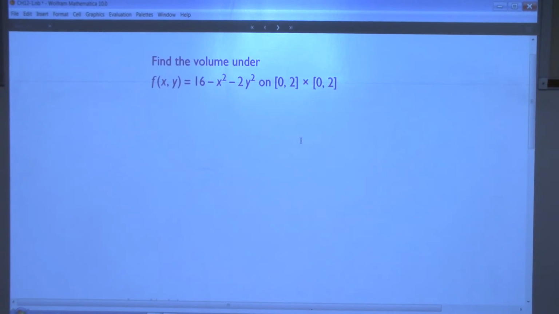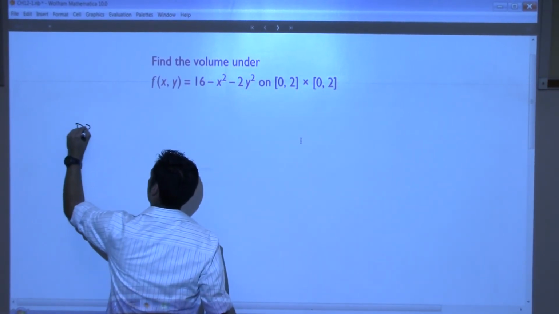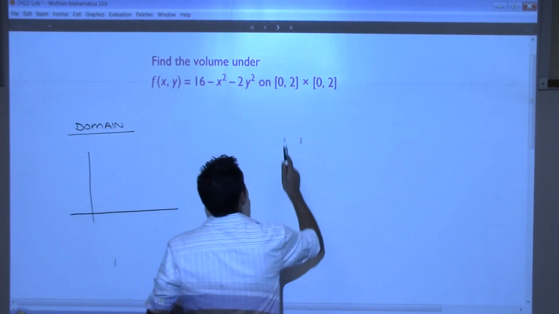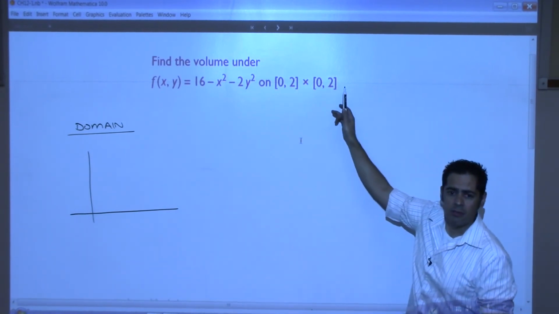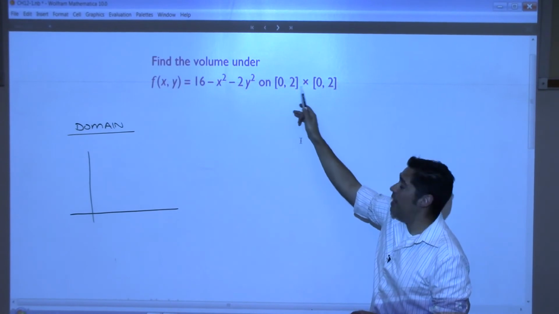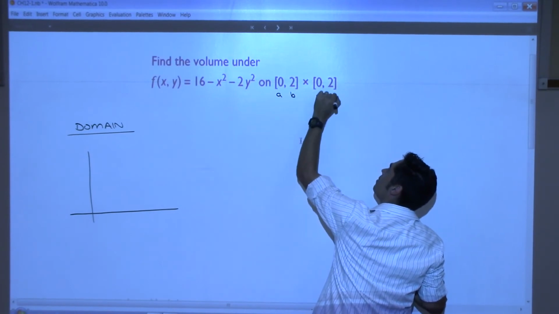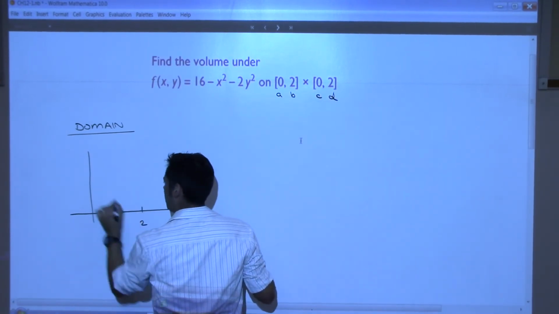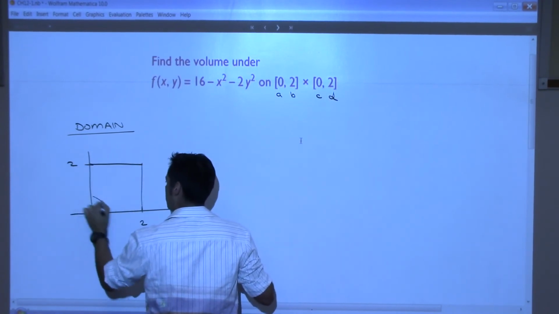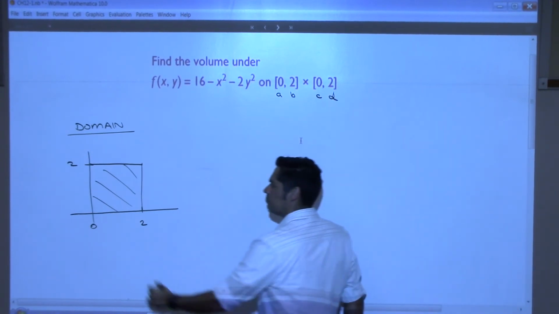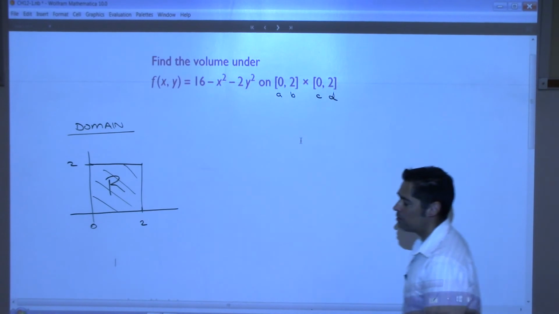On that rectangular region. So I'm going to draw a quick picture of the domain. My domain, what I'm integrating over, goes from 0 to 2 and 0 to 2. 0 to 2 on my x-axis, and then 0 to 2 on my y-axis. So this is A, this is B, this is C, this is D. So it's actually a box, isn't it? That's my region. I'm going to call this R for a rectangular region or a rectangle.